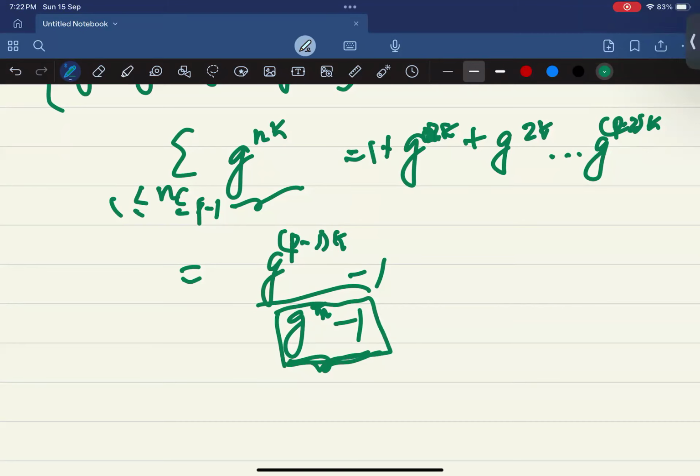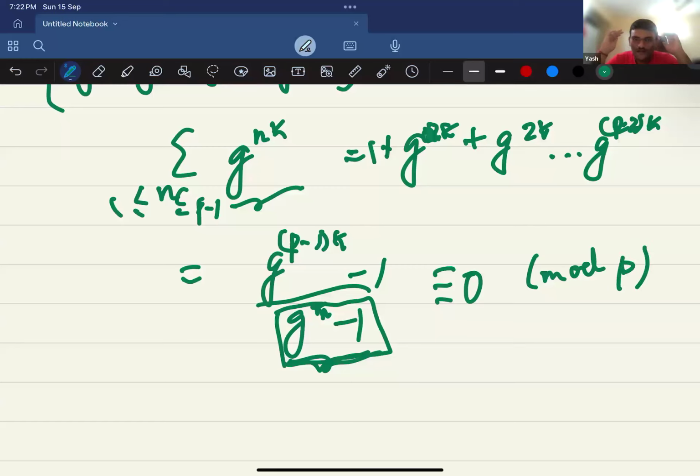So the whole thing becomes 0 mod p. Yeah, this entire thing, because this part is nothing but 1 to the k minus 1. Okay? So can you guys think of a generalization of this, like mod prime powers?